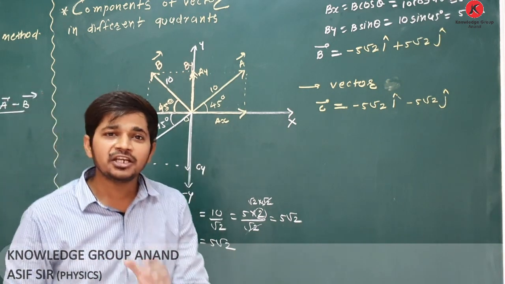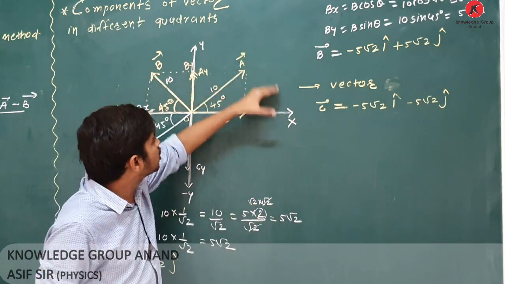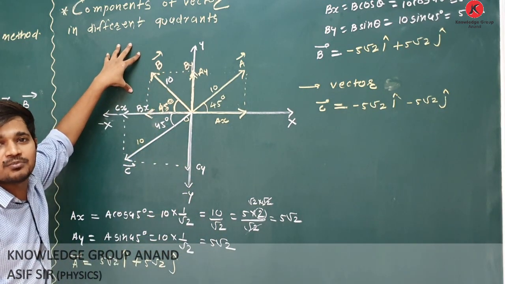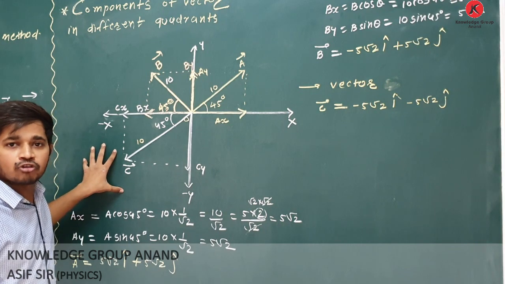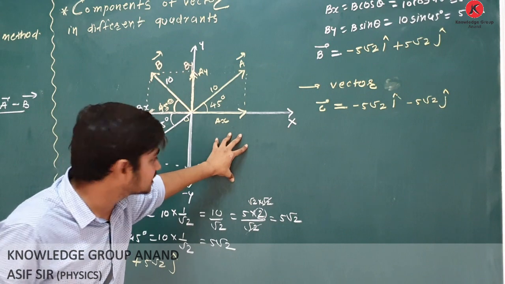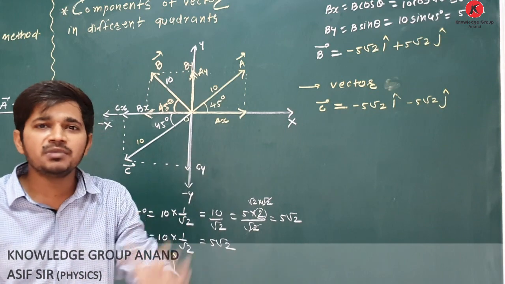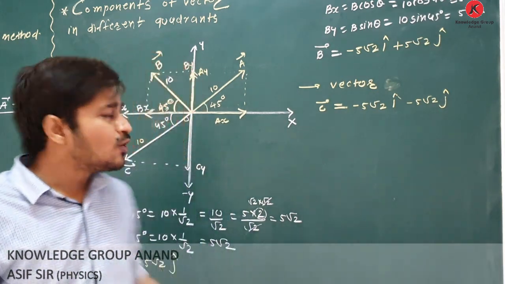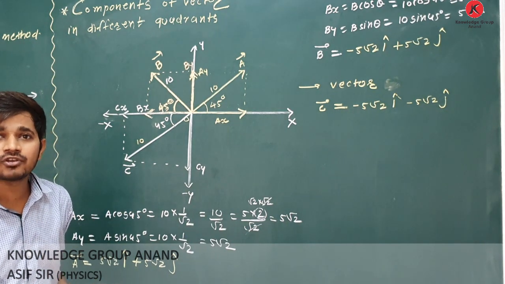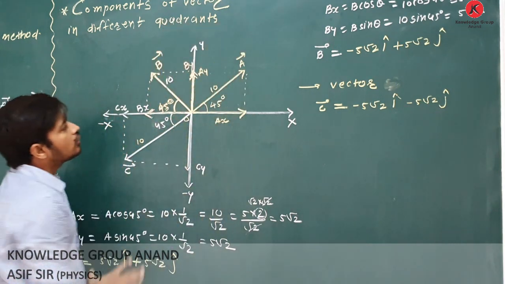Hello students, you already know about quadrants. In the first quadrant, both components x and y are positive. In the second quadrant, the x component is negative and the y component is positive. In the third quadrant, both components are negative. And in the fourth quadrant, the x component is positive and the y component is negative. So for vectors, you have to use this concept. Clear about this?